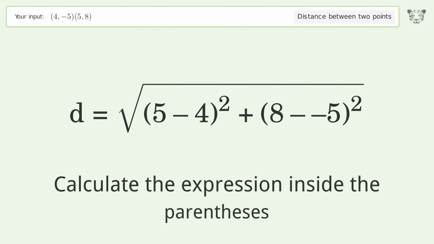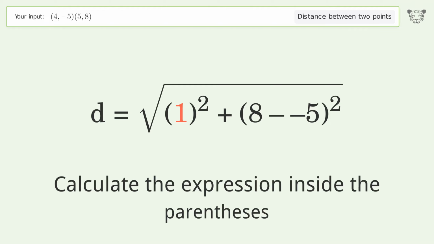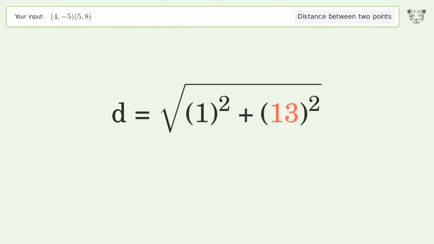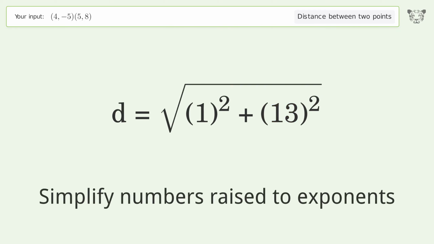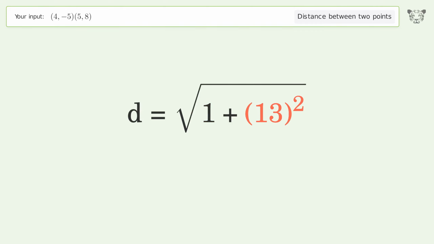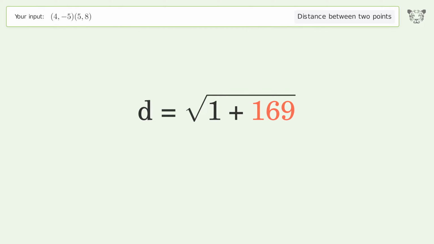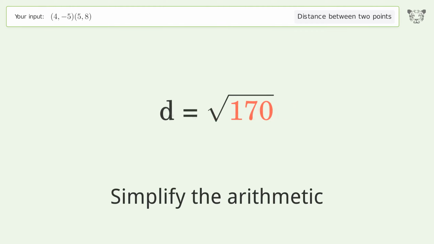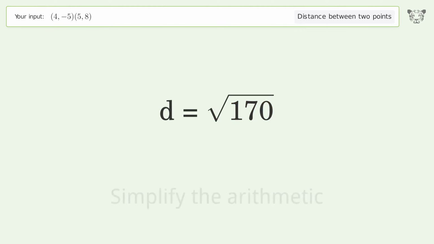Calculate the expression inside the parentheses. Simplify numbers raised to exponents. Simplify the arithmetic. And so the distance between the 2 points is the square root of 170, or 13.038.